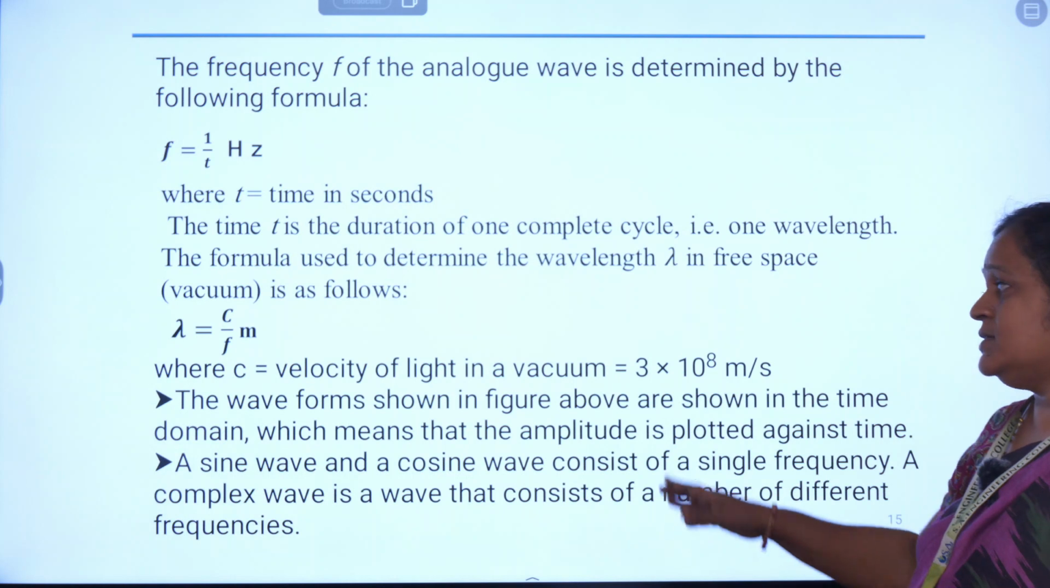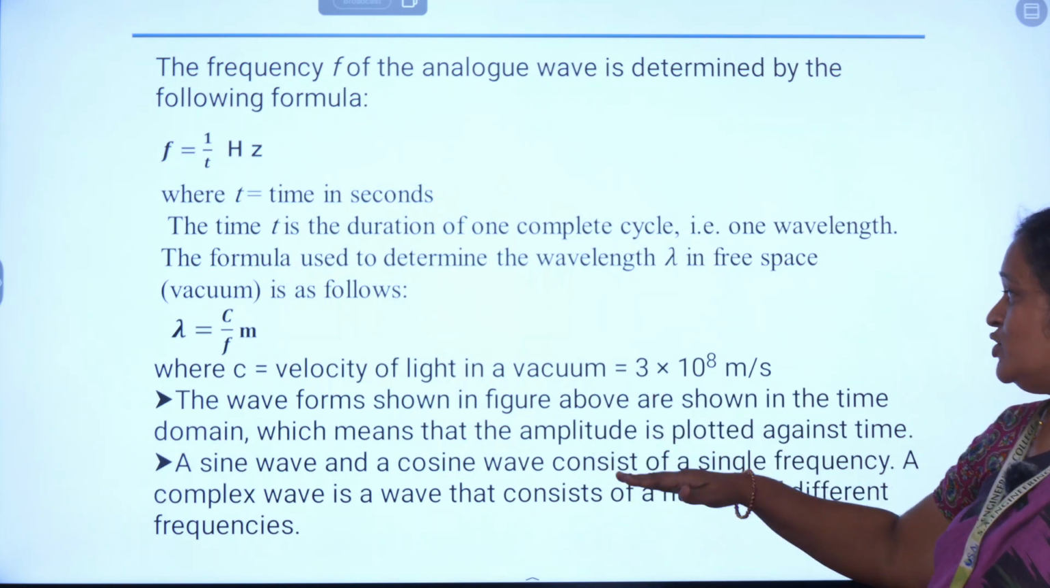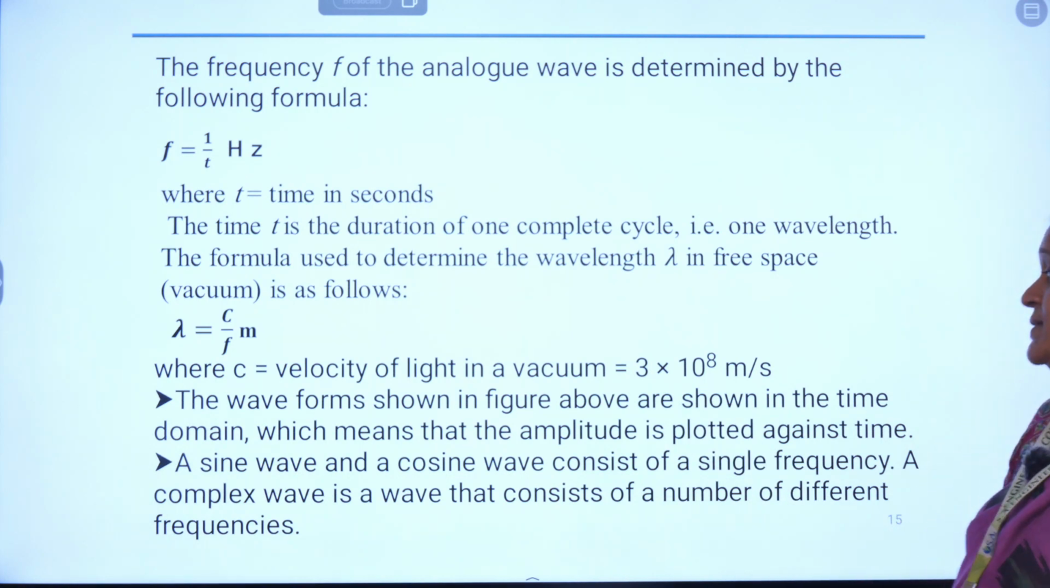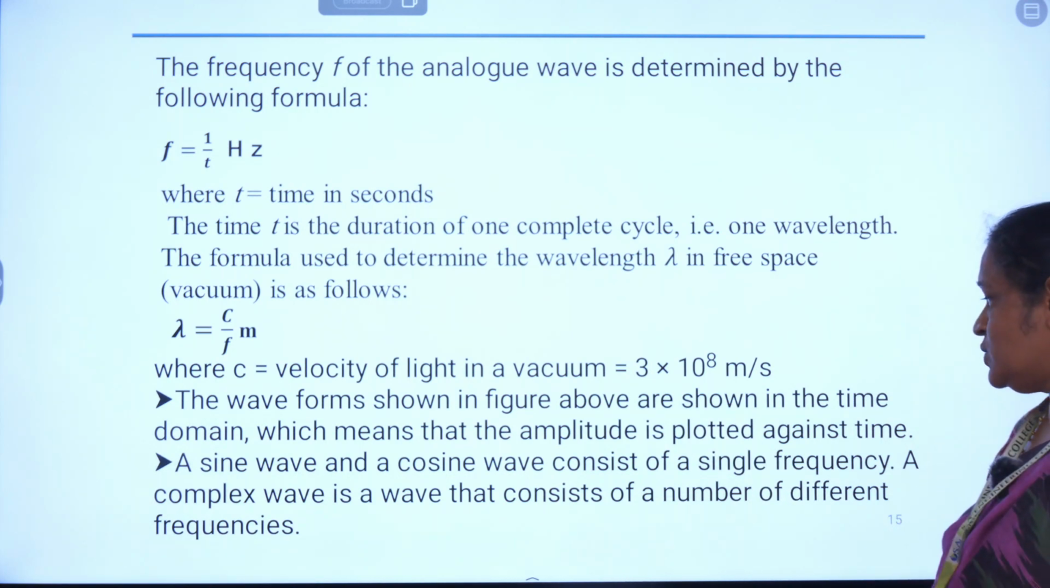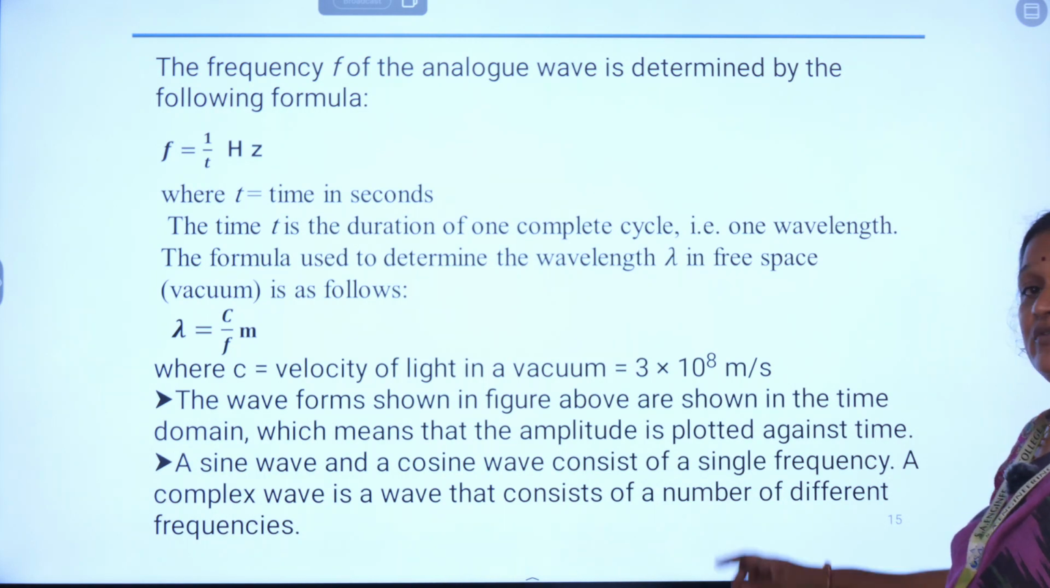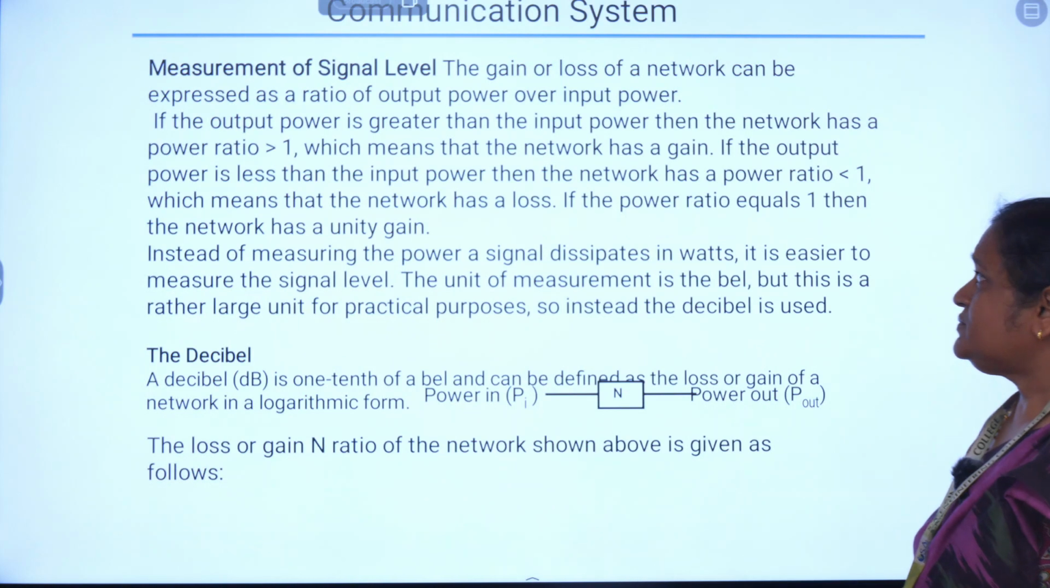Then the waveforms, as we already saw, all come under the time domain. The sine wave and cosine wave consist of a single frequency. A complex wave is a wave that consists of a number of different frequencies.